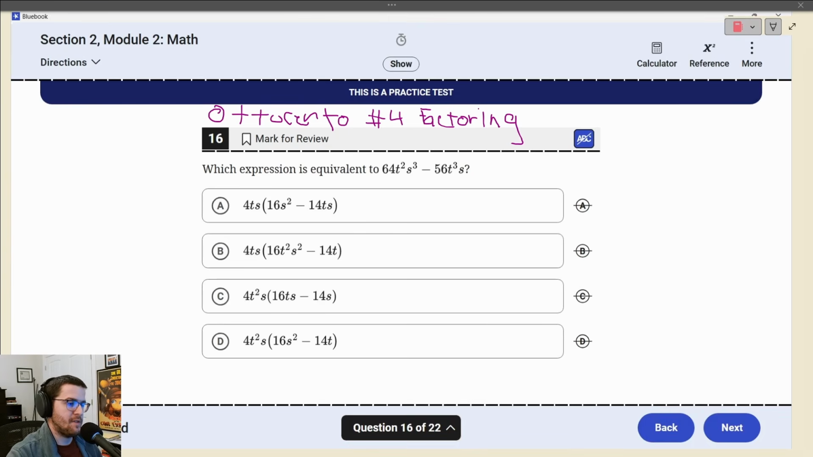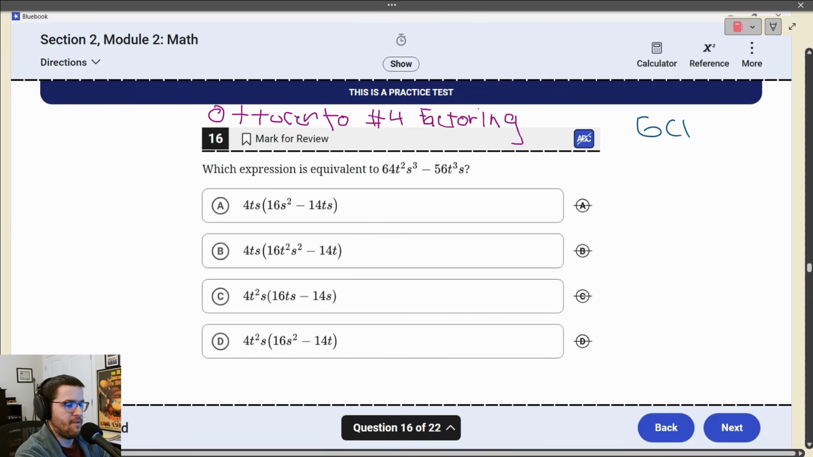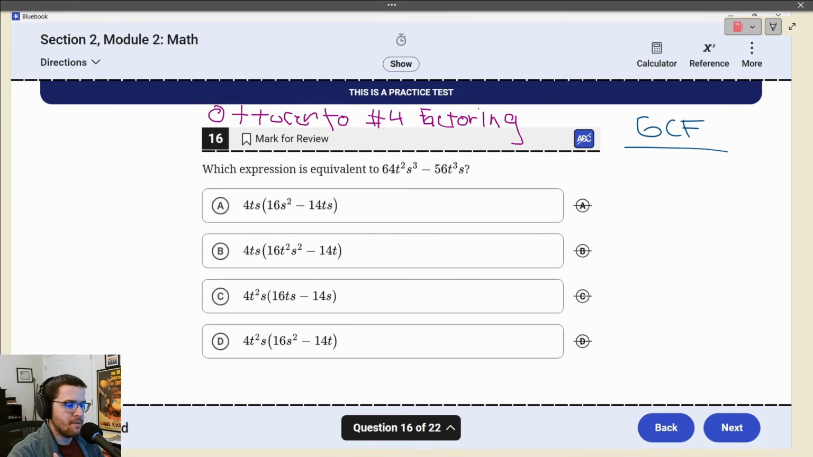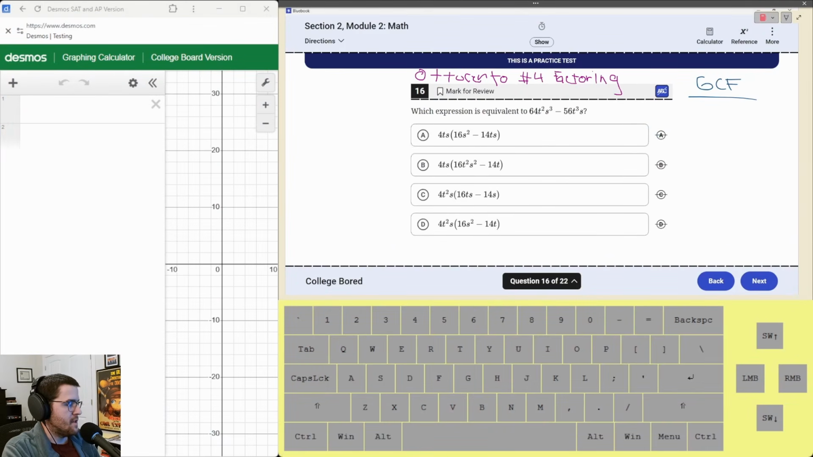Okay, so more specifically, this is testing us on factoring out a GCF. So if you're having trouble finding the numerical component of the GCF, what you can do is go to Desmos, and there's a command. I don't know how much it helps, but it might help for a future problem. It's called GCD.